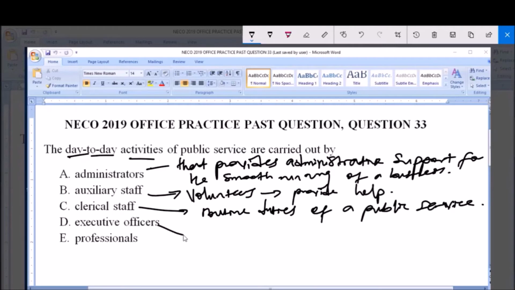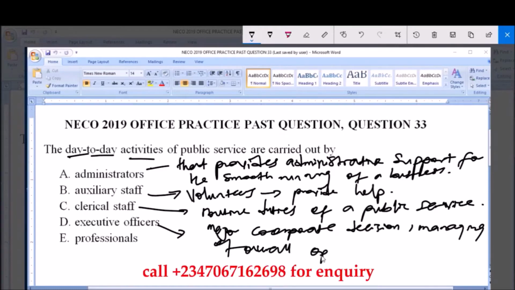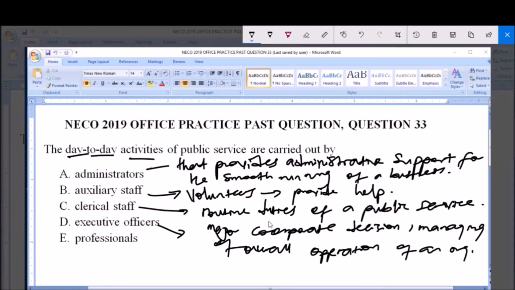Now this is executive officers. Executive officers are those concerned with what? Making major corporate decisions and managing the overall operations of an organization. So this is the job of the executive officers. Theirs is just to make major corporate decisions concerning any organization.